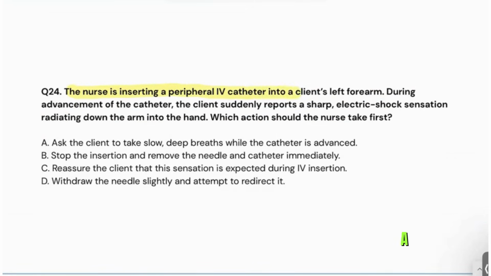The nurse is inserting a peripheral IV catheter into the client's left arm. During advancement of the catheter, the client reports a sharp electric shock sensation radiating down the arm into the hand. Which action should the nurse take first? A. Ask the client to take slow deep breaths while the catheter is advanced. B. Stop the insertion and remove the needle and catheter immediately. Letter C. Reassure the client that this sensation is expected during IV insertion. Or letter D. Withdraw the needle slightly and attempt to redirect it again. Pause the video.